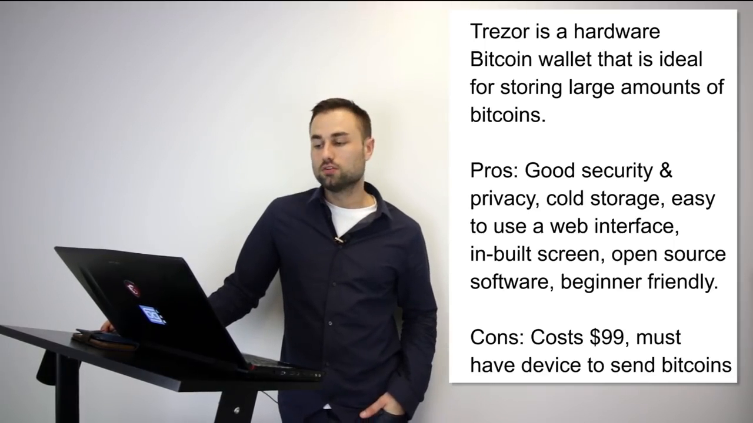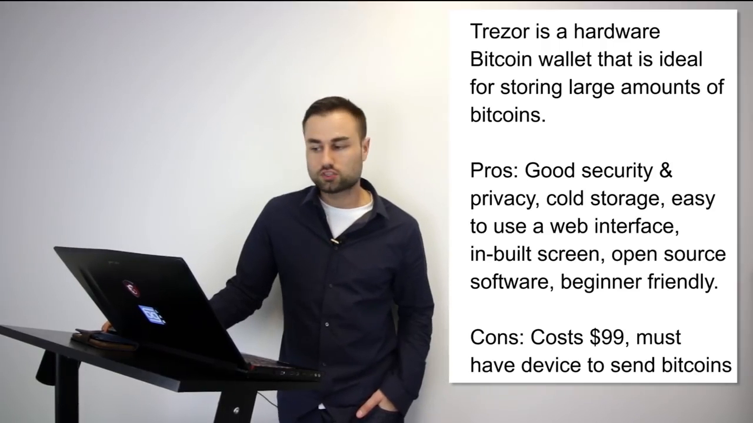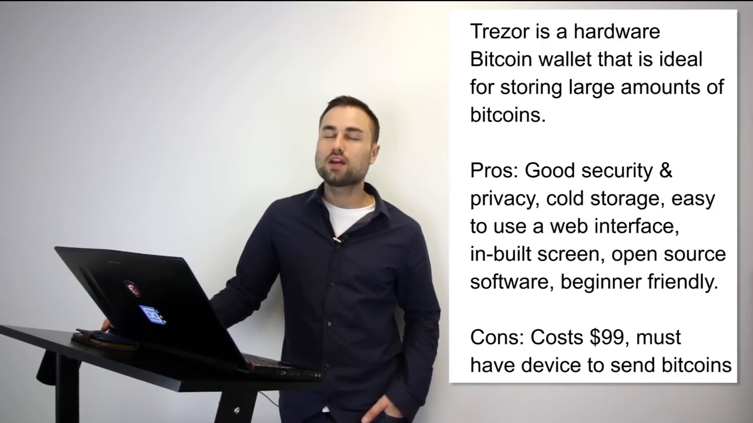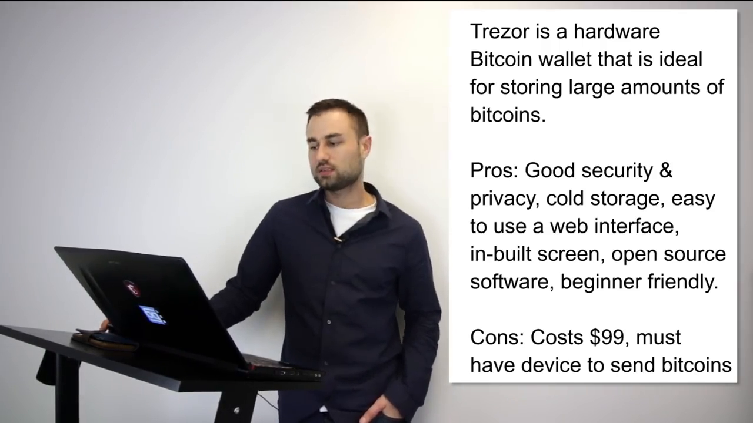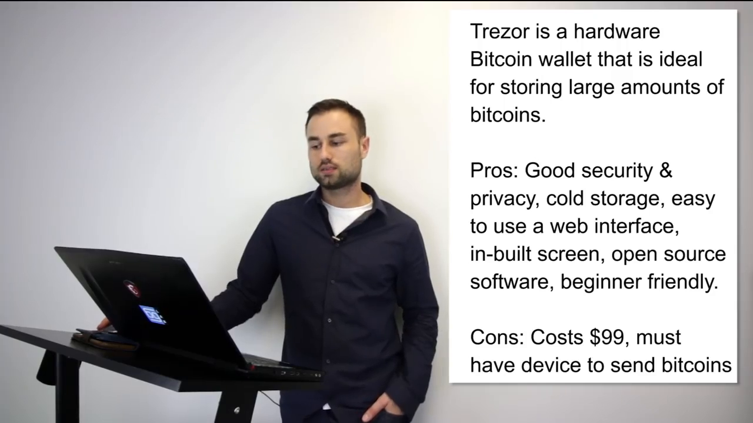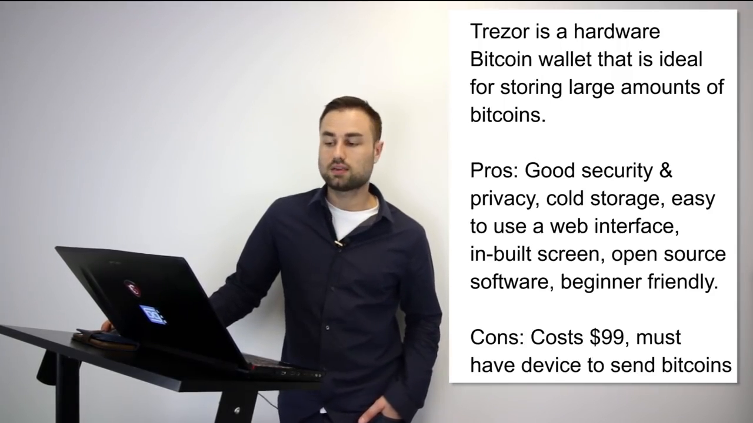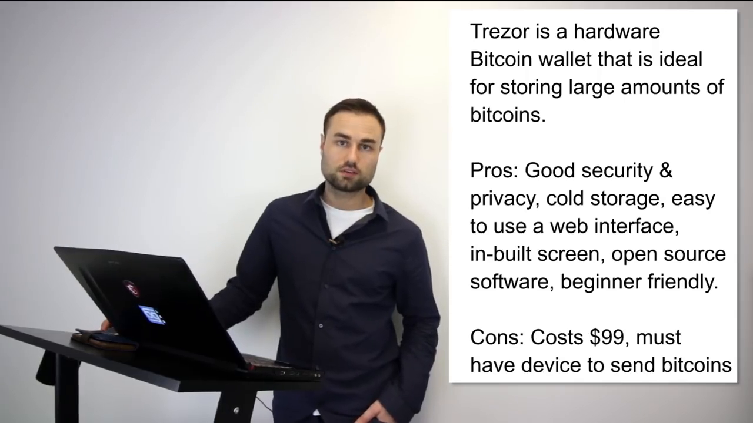Now, these are the pros for it. Good security, really good security. Privacy, it's cold storage. It has a very easy to use web interface, built-in screens, open source software, and it's beginner friendly. Cost is pretty good. It's around $100, but you must have a device to send Bitcoins. I think it's an awesome device and I recommend it to most people. So that's the first hardware wallet.